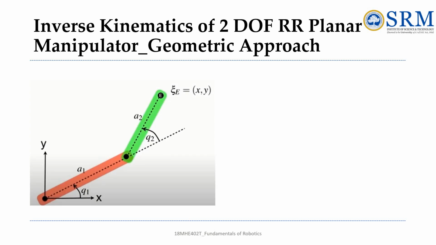Consider the same RR manipulator. Here we have two links, named A1 and A2, and joint angles Q1 and Q2, which are what we have to find. We know the task space coordinates x and y, the position and orientation, but we have to find the link and joint angles.